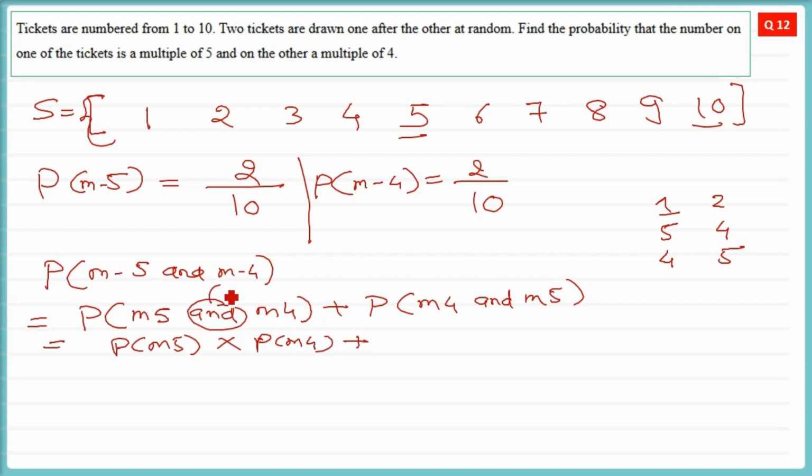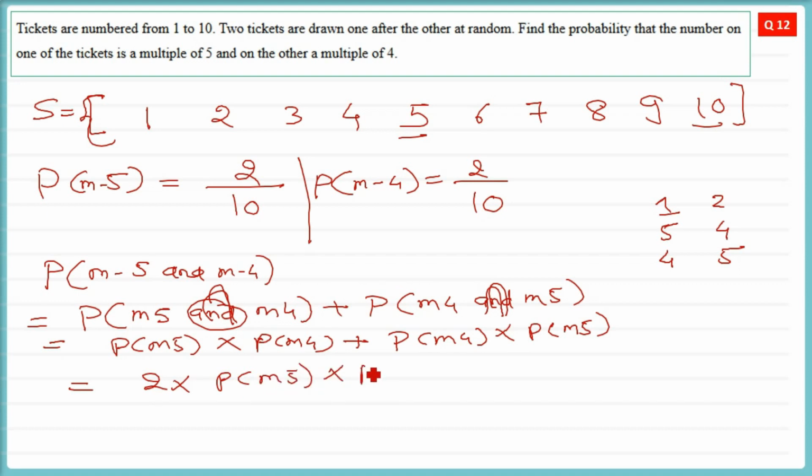And means intersection here. Similarly here also, we have PM4 multiplied by PM5. So this will be 2 multiplied by PM5 PM4 because they are exactly the same. So you can just write like this. Now I'm just writing something. Alright, whether it's correct or not, you have to tell me. 2 multiplied by PM5, which is 2 by 10. A normal naive person who is just doing the question will do like this: PM5 is 2 by 10 and PM4 is what? 2 by 10. So just multiply this. Are you going to get the answer?